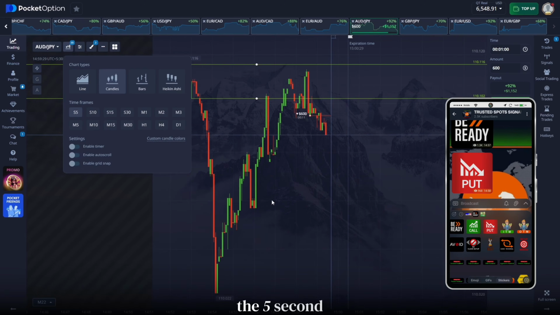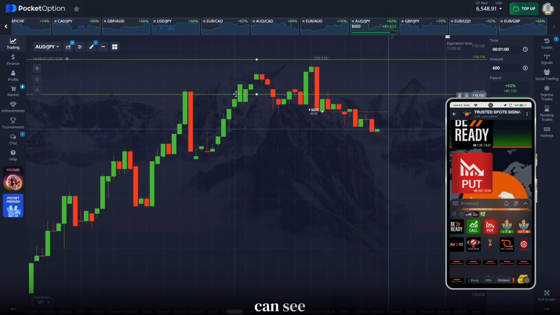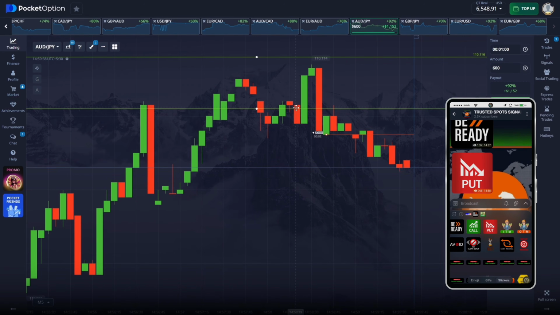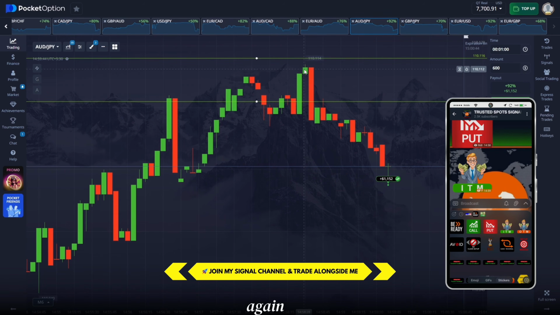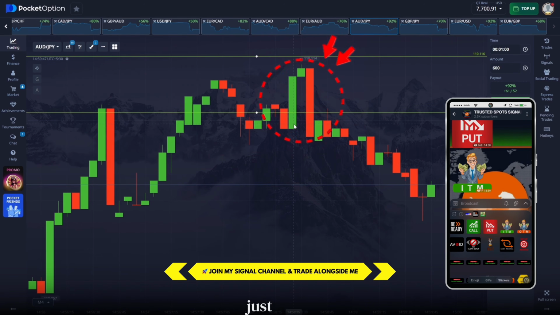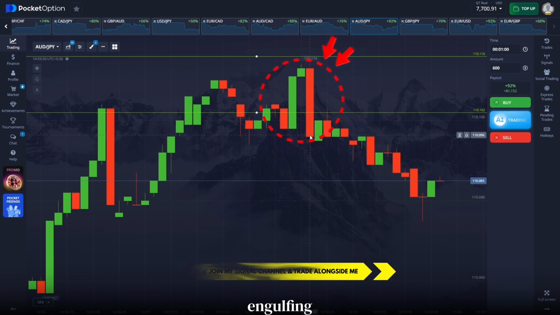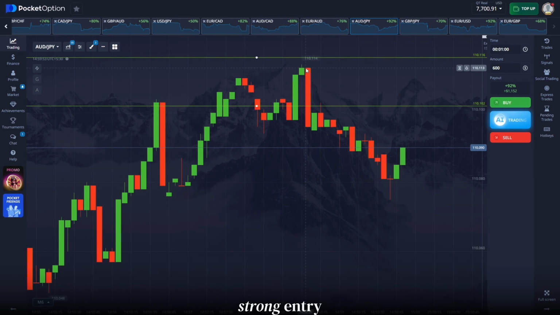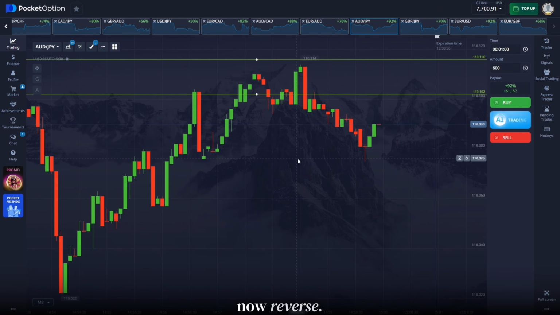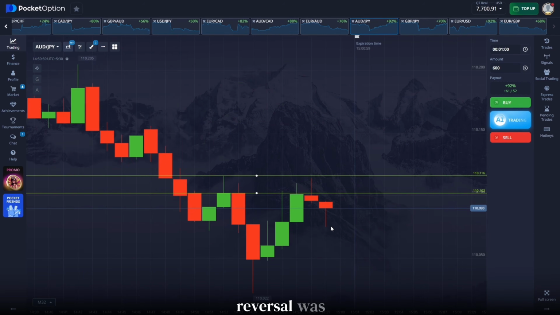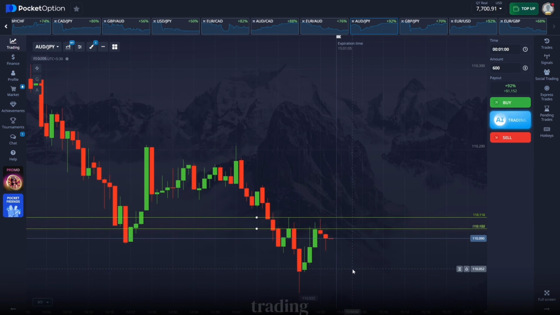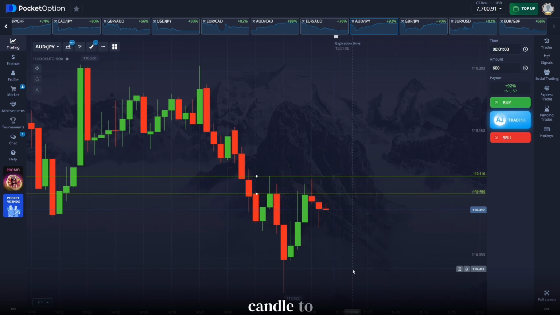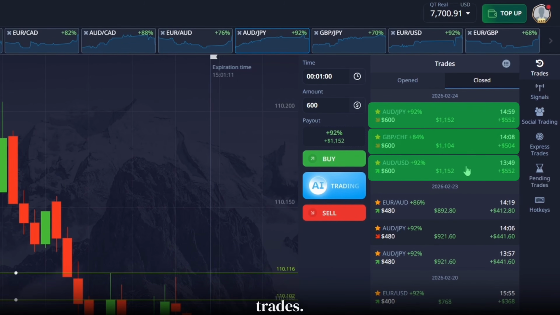So I open the 5-second chart. On the 5-second chart, you can see price here does not give any strong confirmation. Even this confirmation was not enough for me, so I didn't place the trade. The price retraces back up again and finally it formed this candle. Just focus on these three candles. It's a clear engulfing pattern and it was a strong entry of sellers, showing that price will now reverse. As there was no clear breakout, reversal was required. I got confirmation and I placed the trade using my simple trading strategy, in which I wait for the 1-minute candle to close.